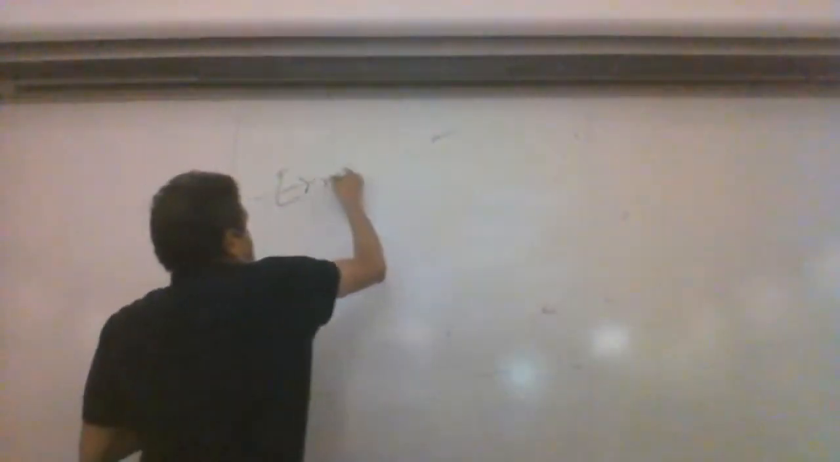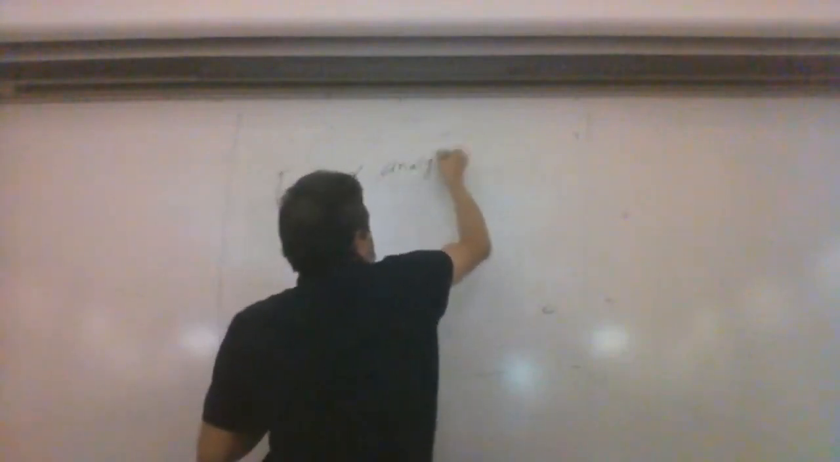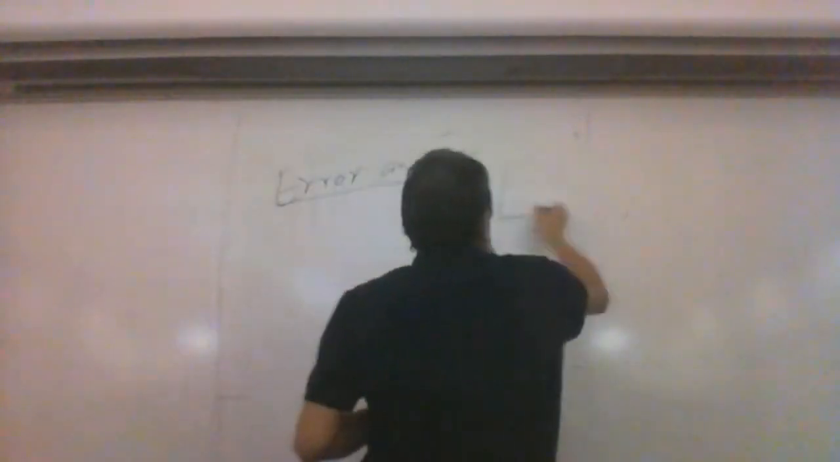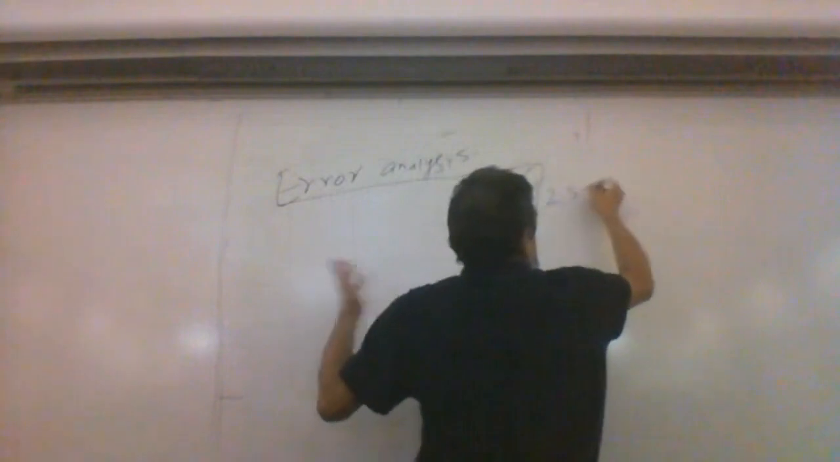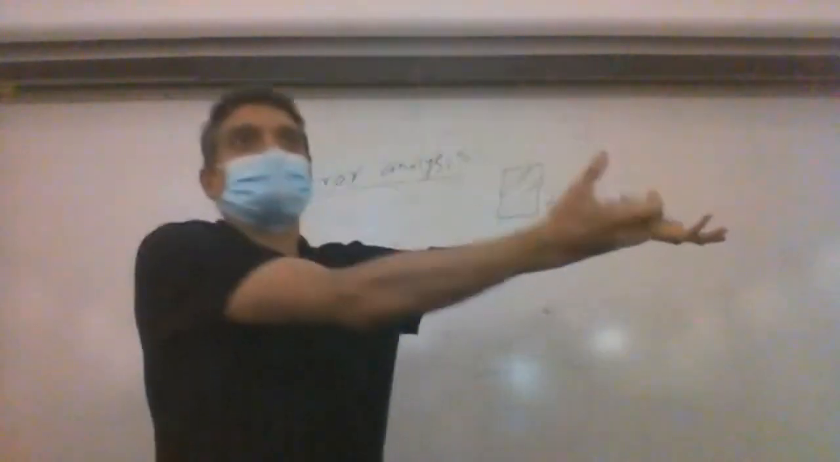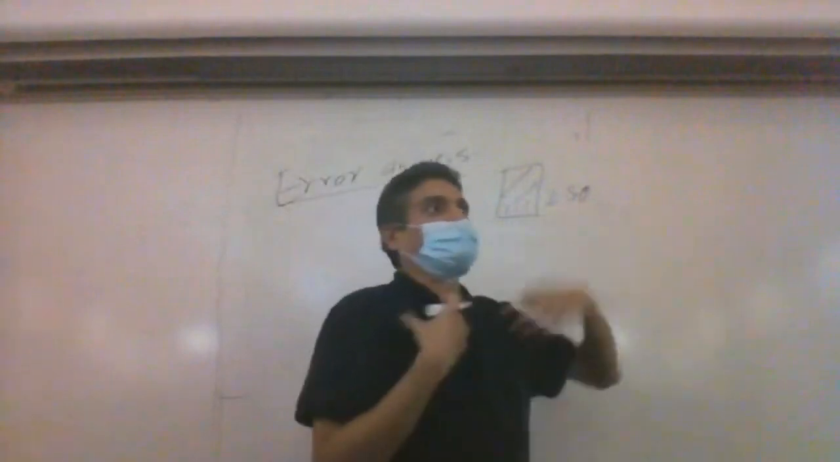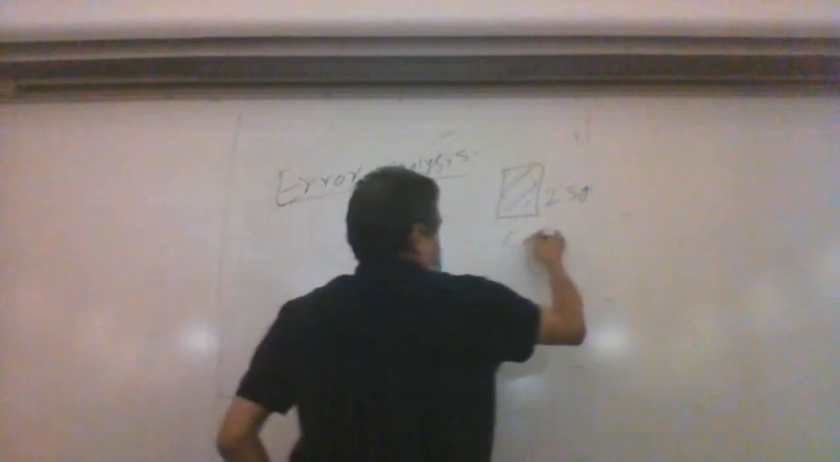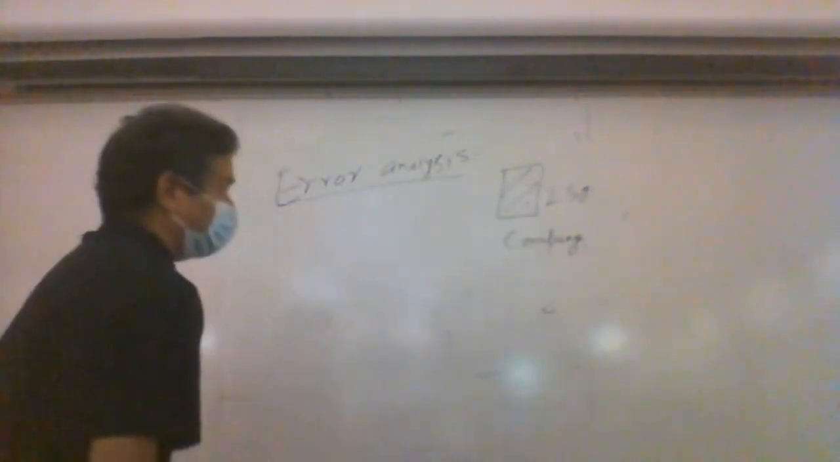So let's do the error analysis. How to do error analysis? I told you the mass of this object, the accurate value, is 2.5 gram. Only the company who made it knows that this is the true value. Now our job is to measure the mass in our lab.